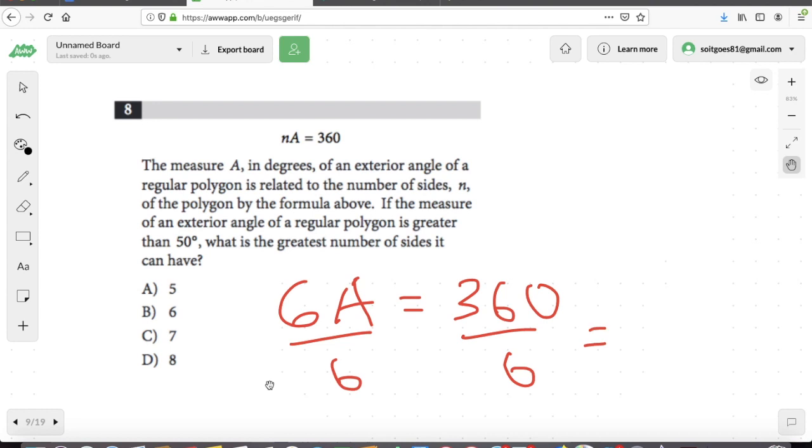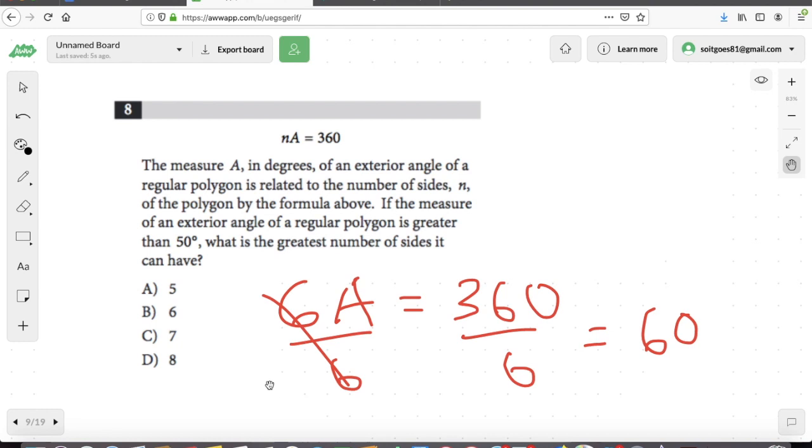Okay, so what is A when n is 6? You can plug that into your calculator if you want to. But I think you could look at that and be like, no, that's going to be, 36 divided by 6 is 6. So 360 divided by 6 is probably 60, which it is. Right, which is bigger than 50.